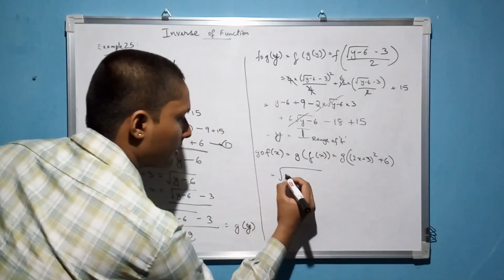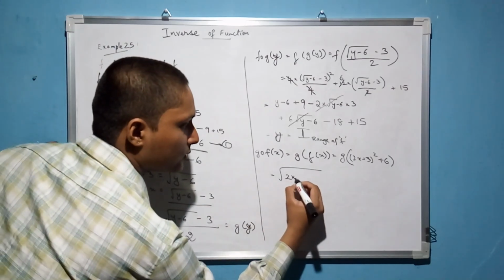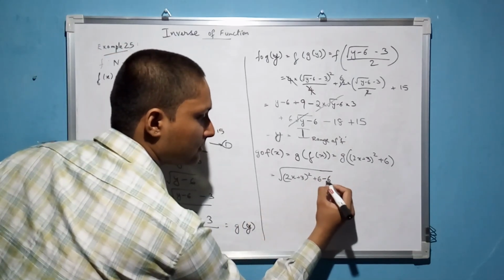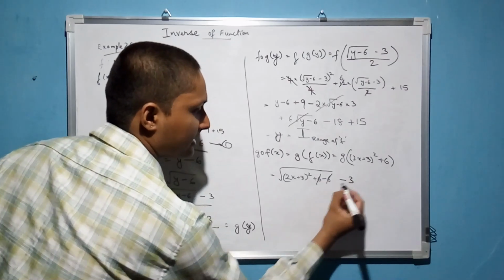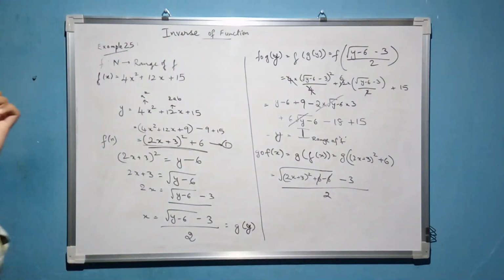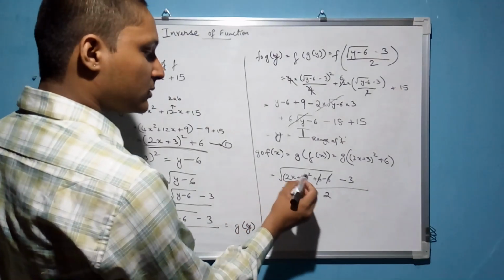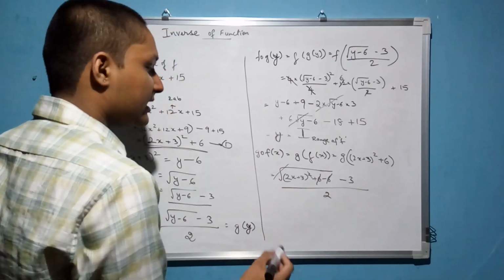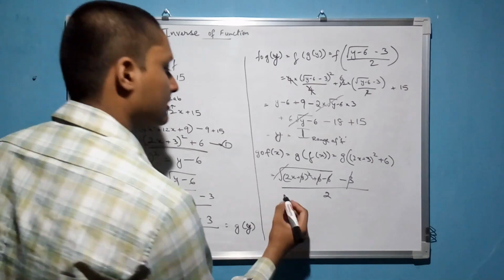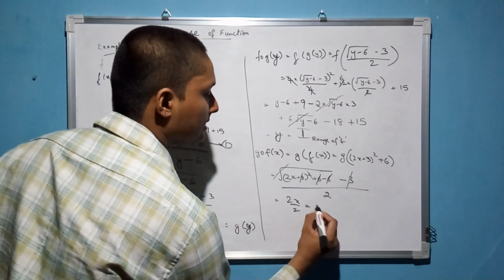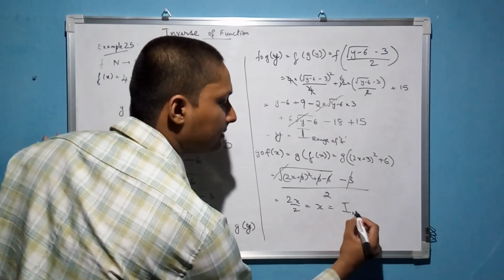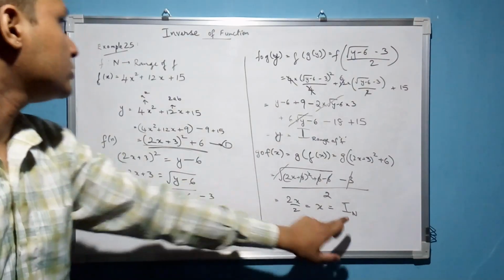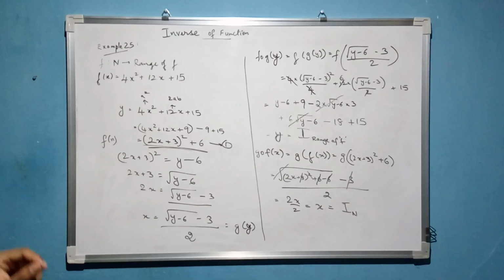That comes to be root of, in place of y, that is 2x plus 3 whole square plus 6. And there is one minus 6. Plus 6 minus 6 cancelled. This minus 3 is remaining. Minus 3 divided by 2. Right? So this is 2x plus 3 whole square is there. The square and the square root are going to cancel. So 2x plus 3 minus 3 is remaining. So plus 3 and minus 3 is again cancelling. So you have 2x by 2, that is x. Or you can write it as I sub N. N is the domain, or the set to which that x is belonging. That's what you're going to mean.